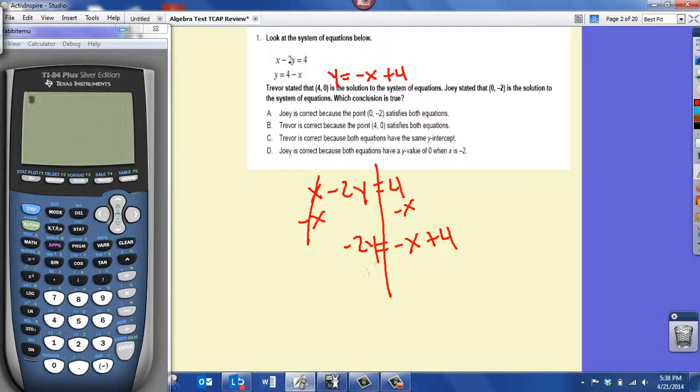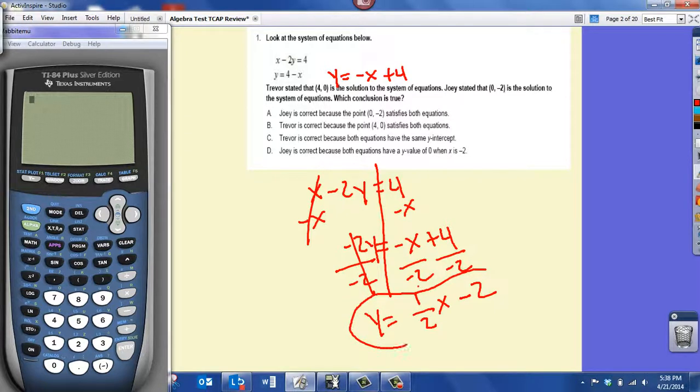So now I've got to go one more step. I've got to get rid of any number on that side other than the y. Divide everything by negative 2. And I come up with y equals negative, negative, so I'm going to have 1/2 x, because two negatives make it a positive. And then in this case I have 4 divided by negative 2, so I'm going to have minus 2. So that is my second equation to this problem, or actually my first one that I'm going to put in.